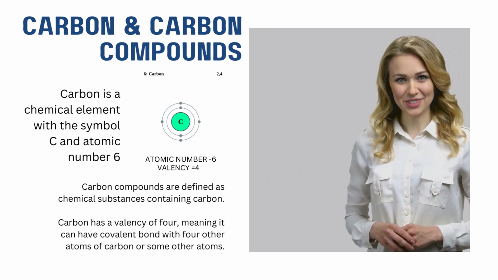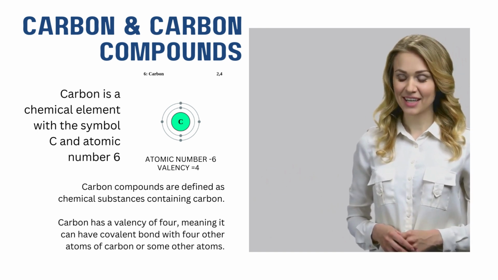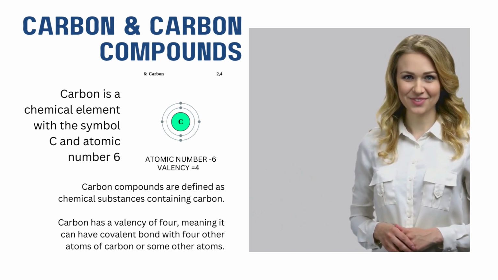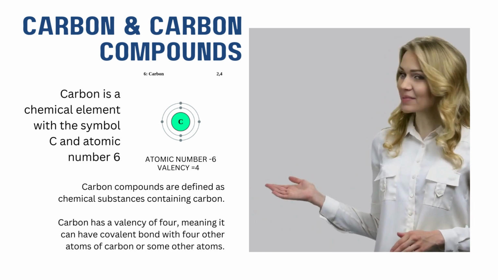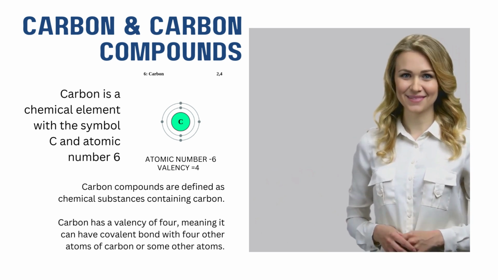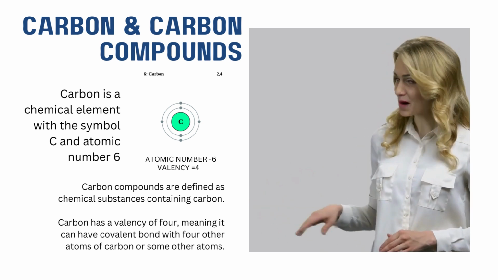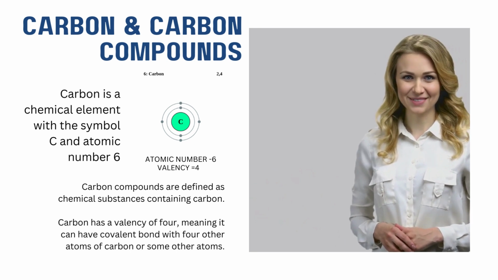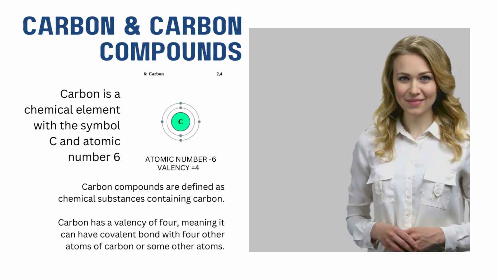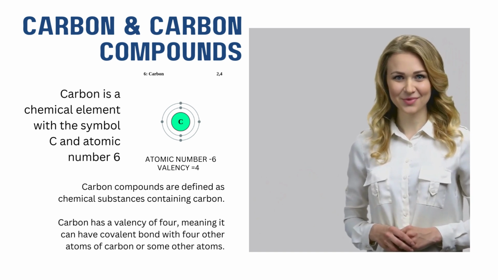Carbon compounds are generally poor conductors of electricity. Carbon can exist in different forms, or allotropes, such as diamond and graphite. Carbon combines with oxygen to make carbon dioxide, CO2, and combines with hydrogen to make methane, CH4. Both are greenhouse gases. Greenhouse gases contribute to global warming.